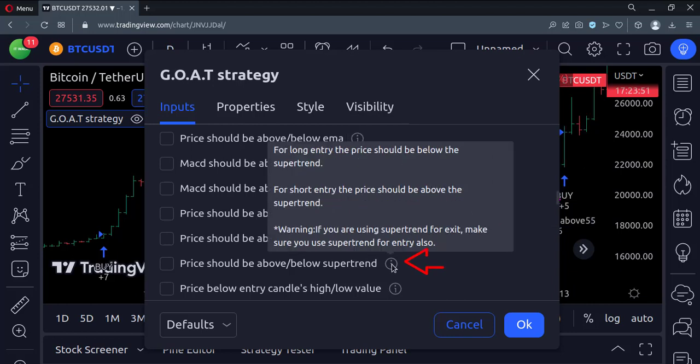Then, the Super Trend option says that, for a long entry, the stop loss will hit if the price is below the Super Trend. For a short entry, the stop loss will hit if the price is above the Super Trend.